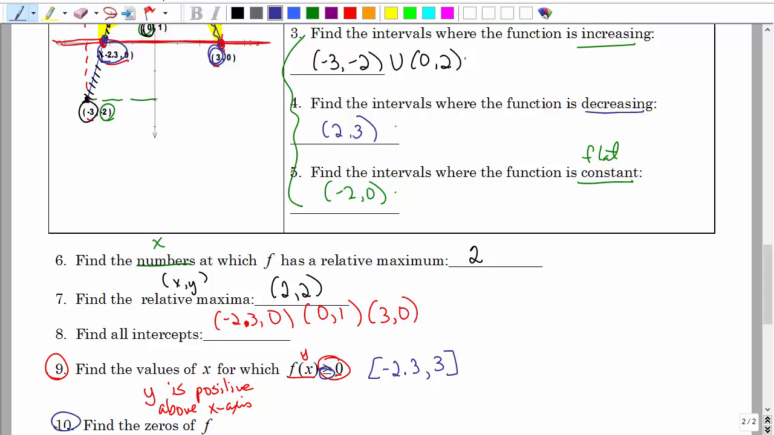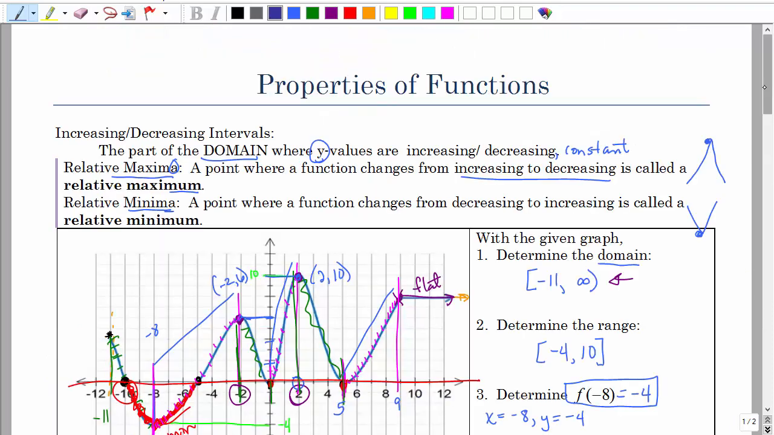So number 10, find the zeros. What does that mean? It means the x-intercepts. So if I come back to number 8, the x-intercepts. So that's -2.3, 0 and 3, 0. So again, we're looking at where the domain is increasing, decreasing, or constant. So that the domain are your x values, but you're looking at what y is doing. And that is sometimes very confusing for students, but keep with that domain.